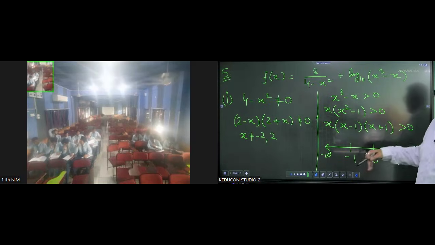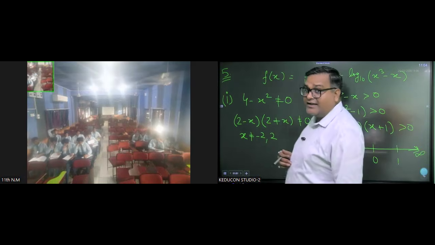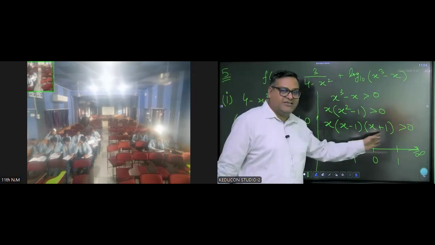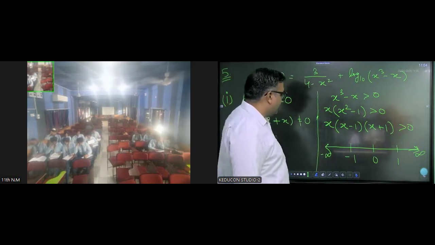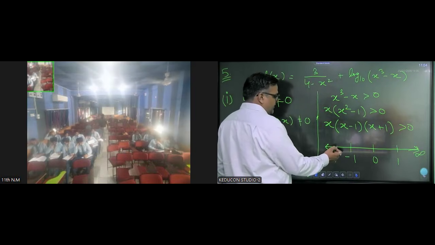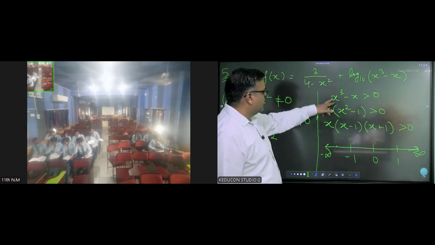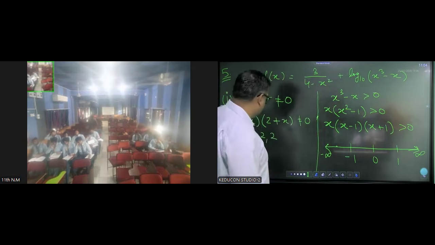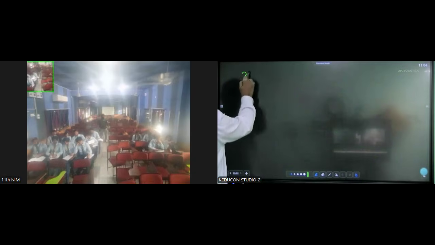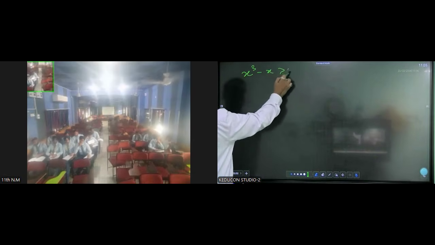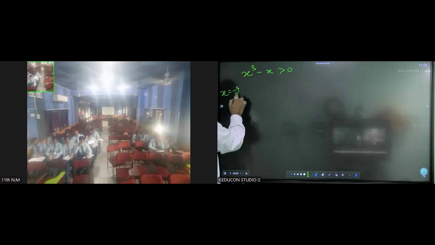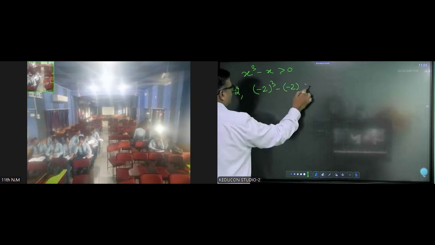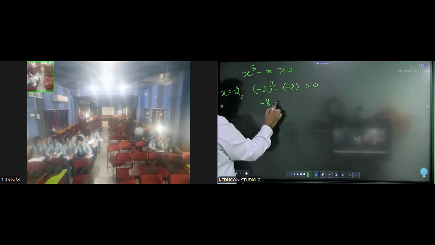You have to check in which interval this function is greater than 0. What is the method to do it? Take a point in all these intervals and try out. Let's say I take first the point in this interval. Let's say I take -2. This is x cube minus x is greater than 0. When I take x as -2, this becomes -2 whole cube minus -2. Now it becomes -8 plus 2.